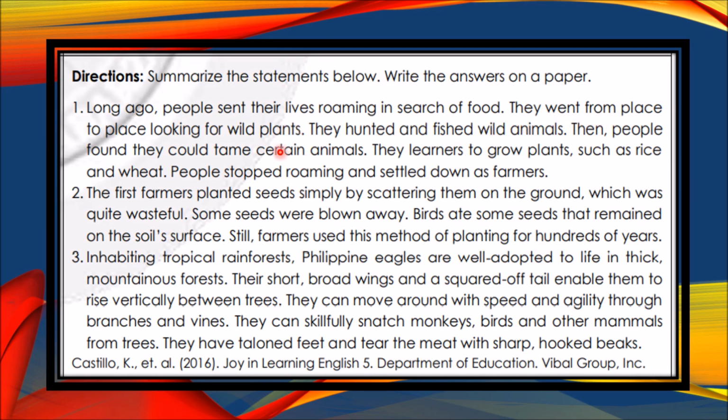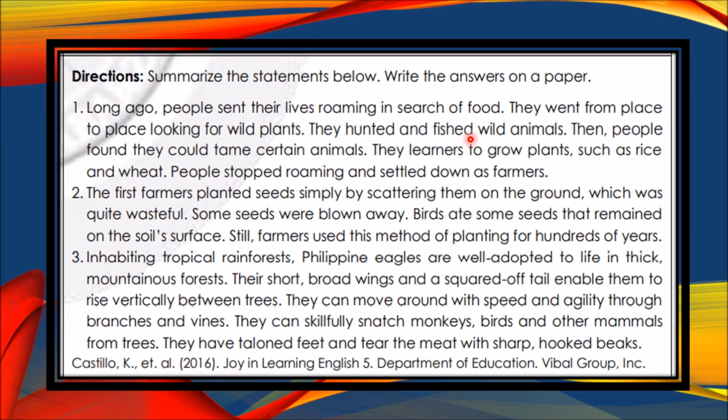first, they went from place to place looking for wild plants. So, afterwards, what did they do? They hunted and fished. Then they could also tame certain animals and they learned to grow plants such as rice and wheat. Then they settled as farmers. So what you will do is just shorten it. For example, here: long ago, people spent their lives roaming in search of food. They went from place to place, looking for food, hunted and fished.